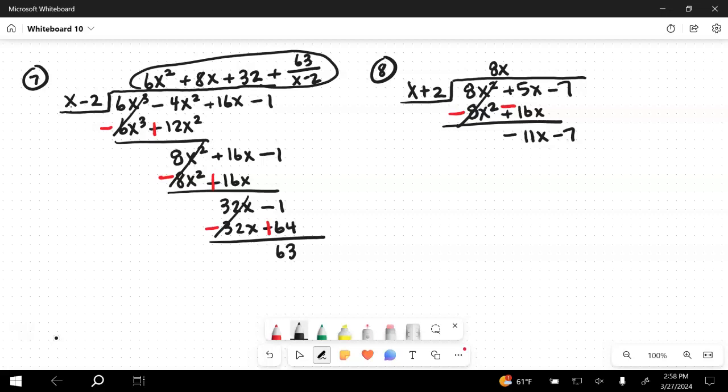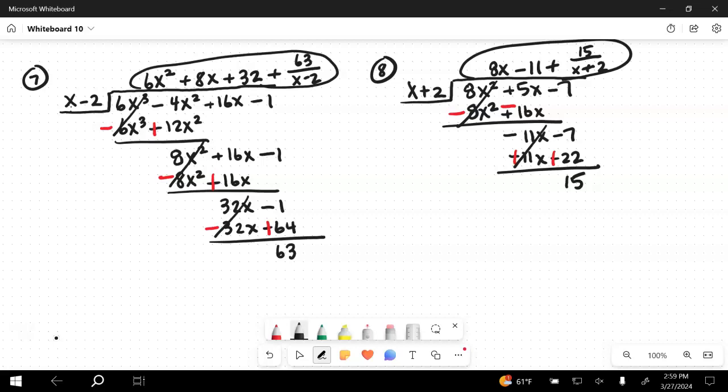In order to get the x to look like a negative 11x, we multiply by negative 11. Negative 11 times x is negative 11x. Negative 11 times 2 is negative 22. And we change the signs. Combining the x terms, they cancel. And negative 7 and 22 add up to 15. That's our remainder. Remainders are always added on and written over the divisor. That's the answer we're looking for.